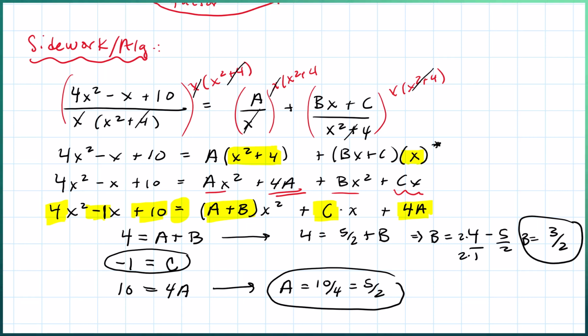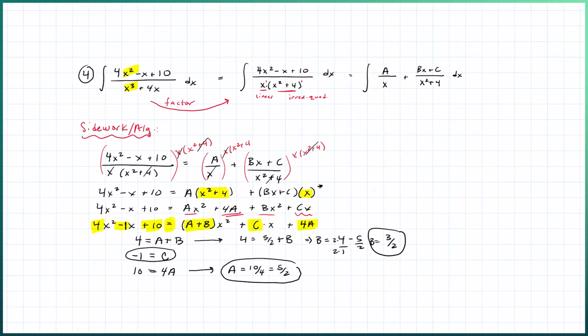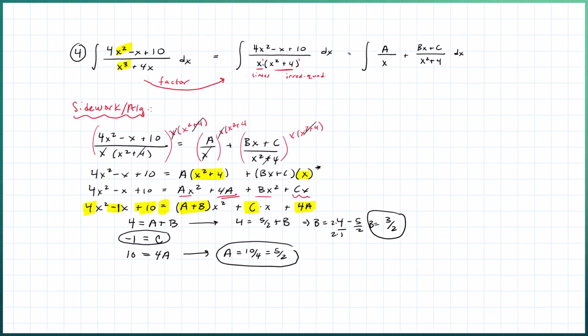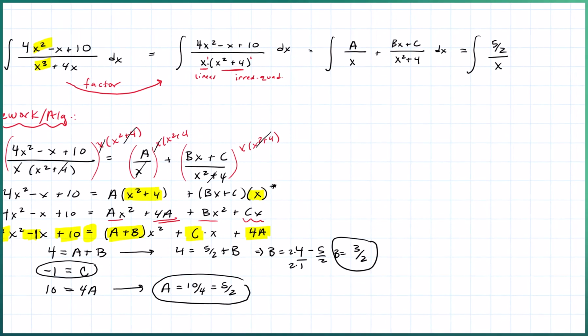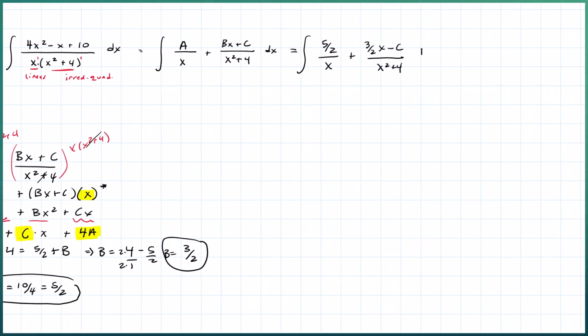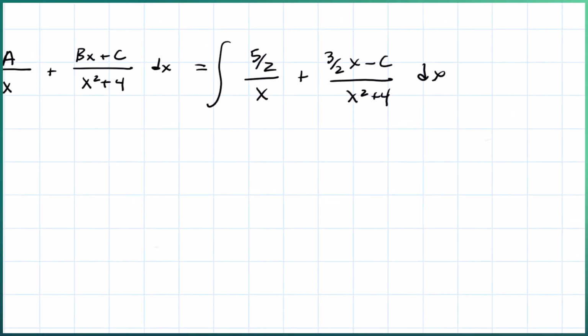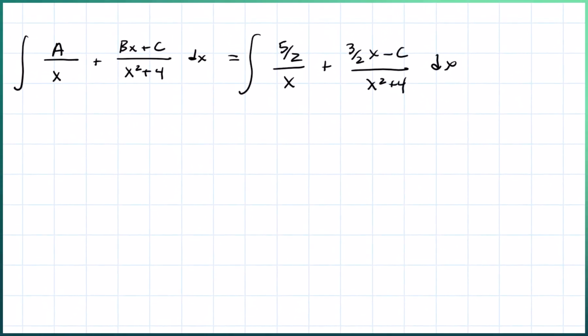But either way, this nice little expansion and setting the coefficients equal to each other gave us all of our constants. So let's plug them back in and get into the integration of this rather than spending any more time on finding the constants, because we've got them. So a was 5 halves, so 5 halves over x. I know I'm zoomed way out right now, but let me write these constants down and then we'll zoom in on the integral. Then we had 3 halves x, and my c was a negative 1, and that was all over x squared plus 4. And now we need to integrate that.